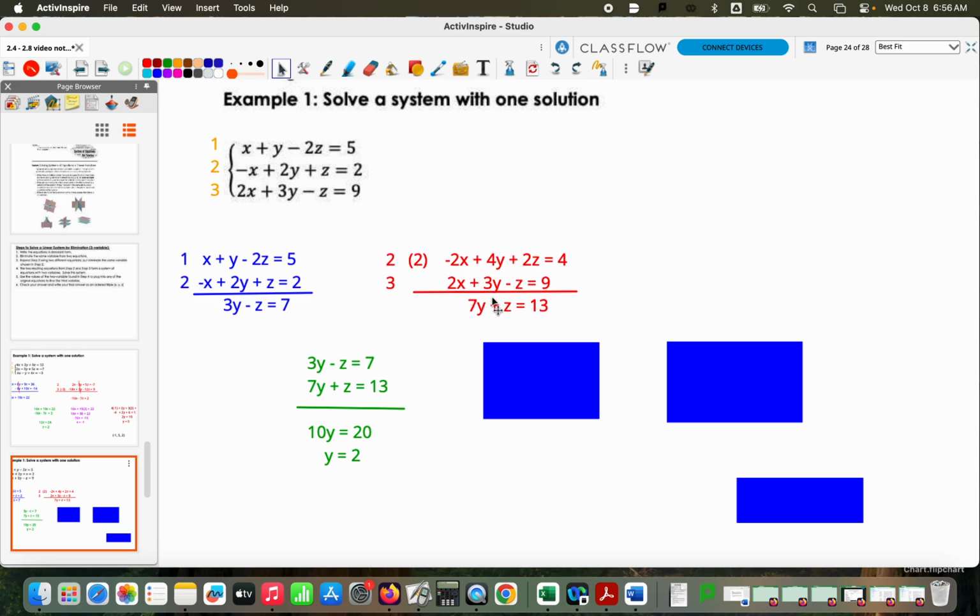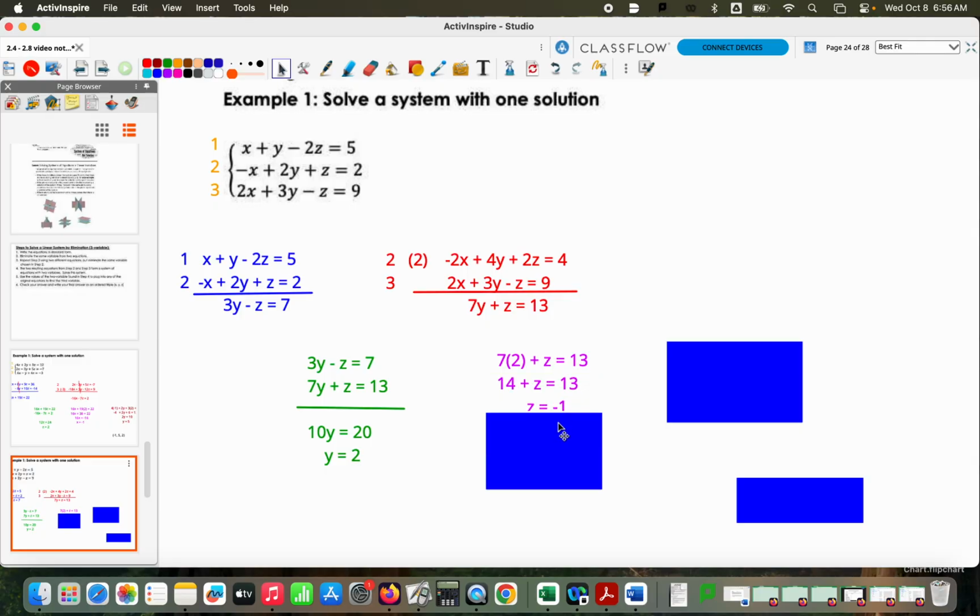You can pick either this equation or this equation. In this case, I picked the one with the 7, plug in the 2 for the y, and I'm going to solve for z. So you got 14 there, move the 14, so z is negative 1. Finally, I got two answers. We need to find the third.